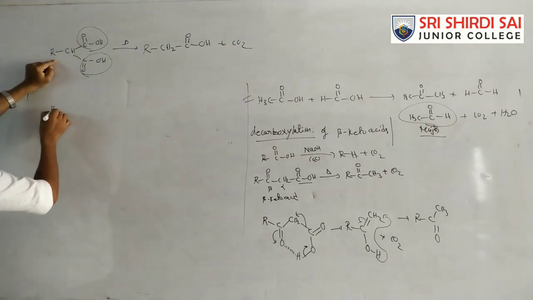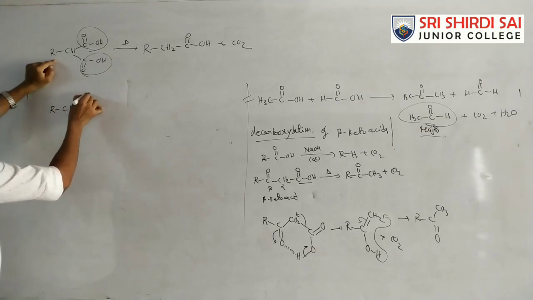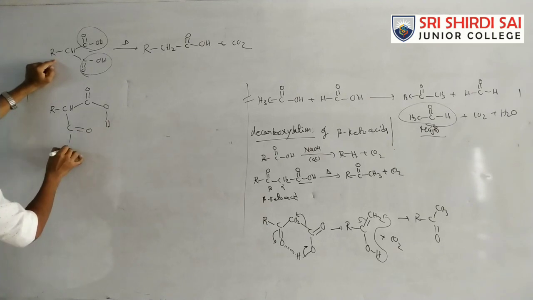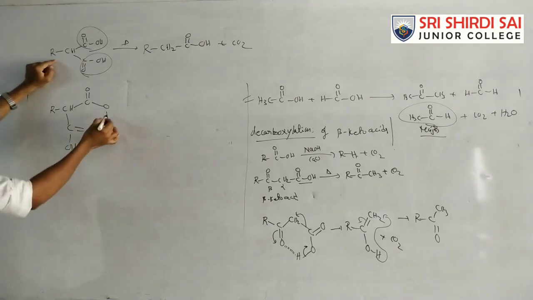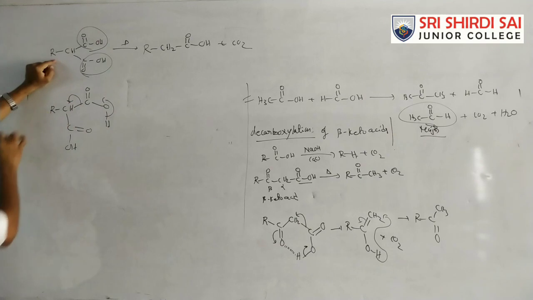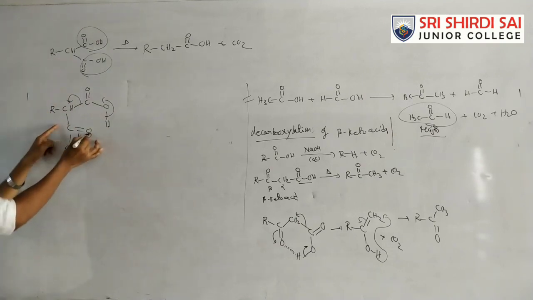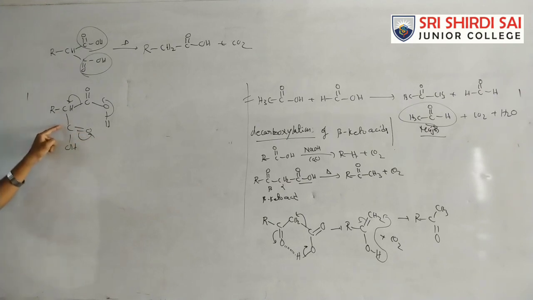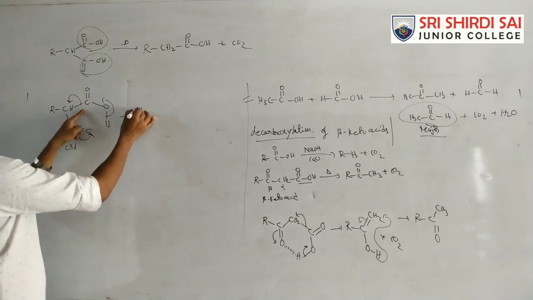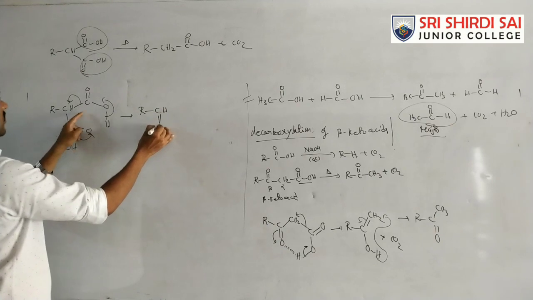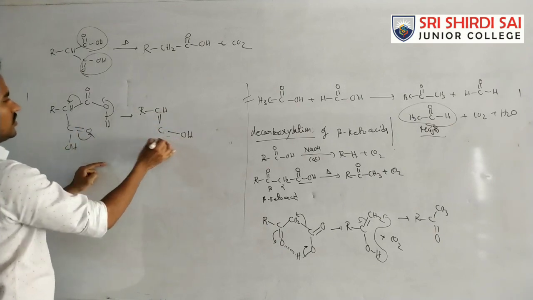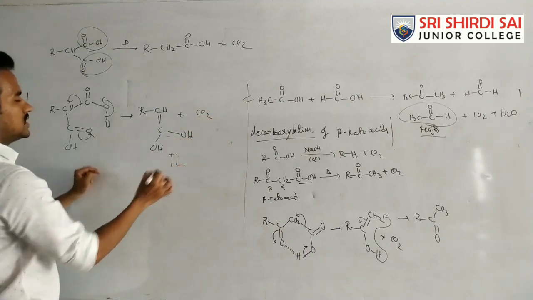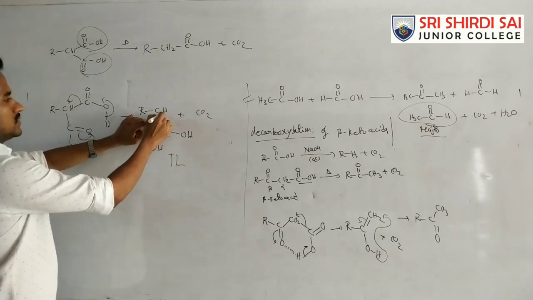This one also follows a cyclic mechanism. RC(=O)OH, with another C(=O)OH, again in this case, loss of CO2. So there is transfer of these pi electrons. Here O minus and H plus combine, with pi bond formation and breaking of this bond. Very simple, this one. It gives CH=C, with this one becoming OH and this one becoming OH, plus CO2. Now this is the enol form.